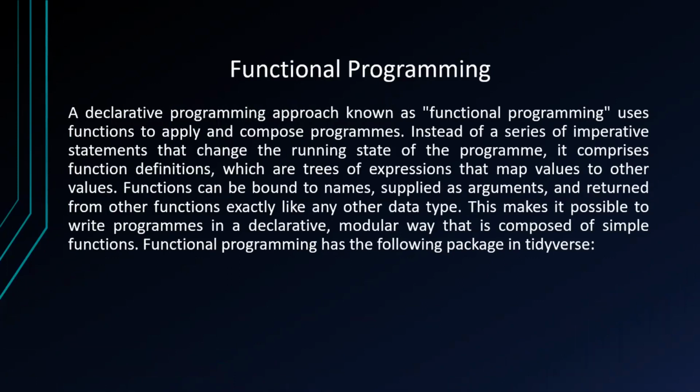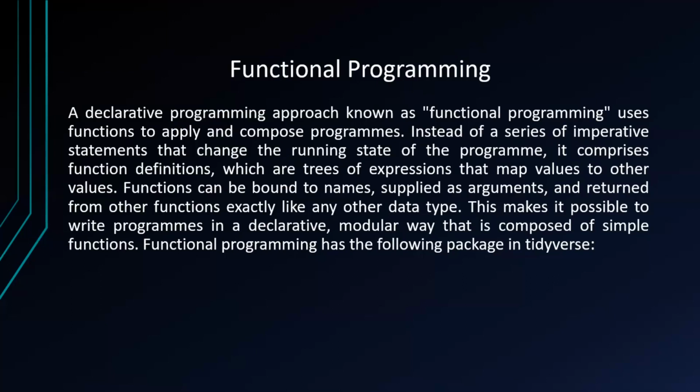So what is actually functional programming? A declarative programming approach known as functional programming uses functions to apply and compose programs. Instead of a series of imperative statements that change the running state of the program, it comprises function definitions, which are trees of expressions that map values to other values. Functions can be bound to names, supplied as arguments, and returned from other functions exactly like any other data type. This makes it possible to write programs in a declarative, modular way that is composed of simple functions.